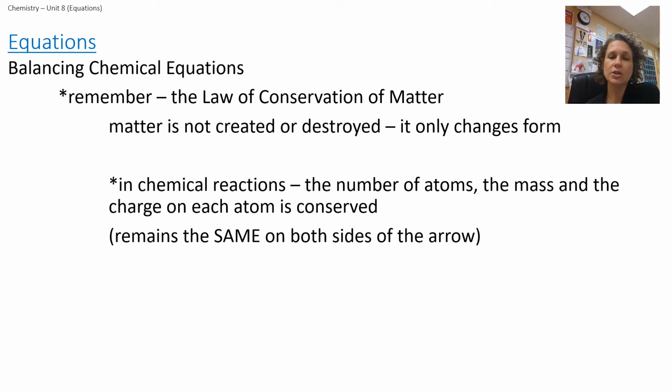And then the charge on each atom is conserved. So if it's a +2 to begin with, it will be a +2 to end with. There are some exceptions to this, and if we get to it at the end of the year, we'll do what they call reduction oxidation or oxidation reduction reactions, redox, where that whole charge thing we'll have to kind of revisit. But for the most part, in a chemical reaction, what you start with is what you end with, even if it looks different.